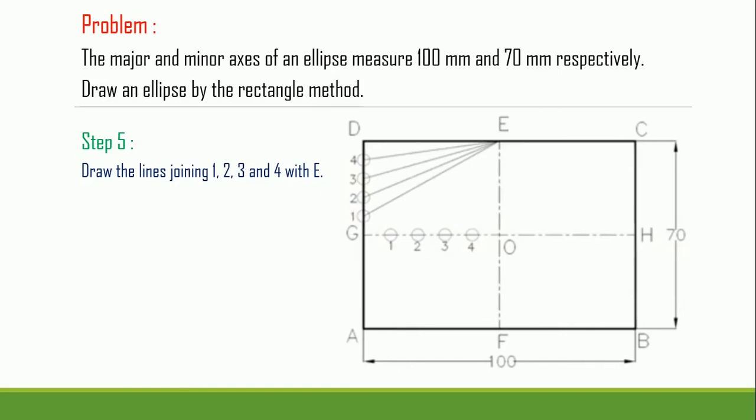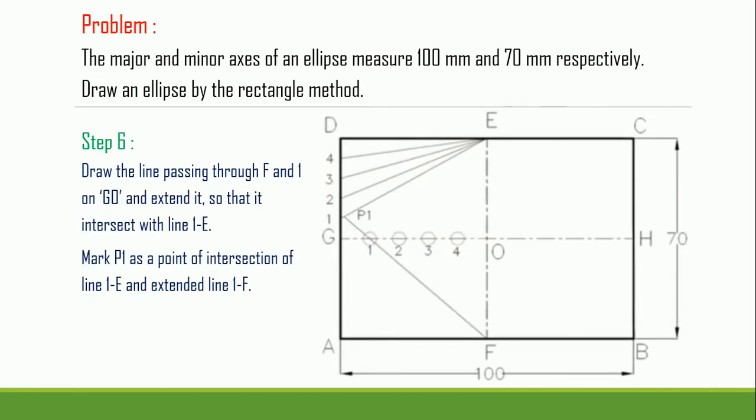Do remember. Okay, move to step number 6, and that is nothing but we have to draw a line which passes through the point F and then joins point 1, and the same line is extended further till the line 1E. So here you have the line 1E, so we extend the line passing through the points F and 1, and as it cuts the line 1E, that intersection point will be named P1. So here we get the very first point of an ellipse, that is point P1.